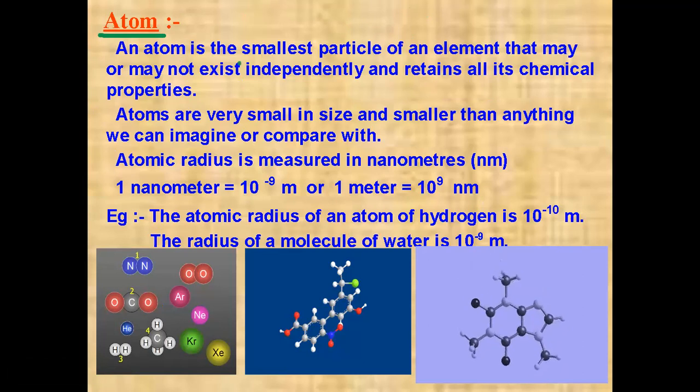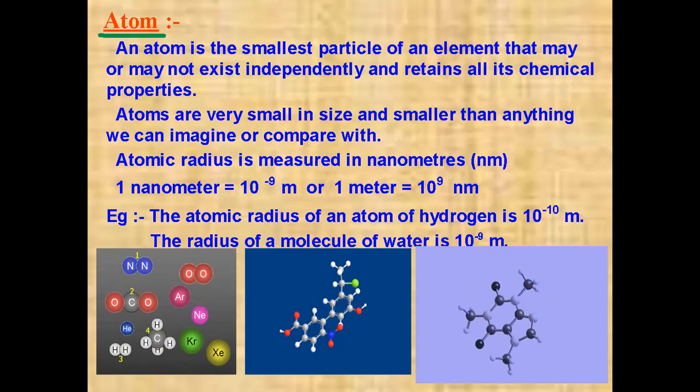An atom is the smallest particle of an element that may or may not exist independently and retains all its chemical properties. So what is an atom? Like in biology, cell is the smallest unit. In the same way, chemistry also has its smallest unit, that is atom. And now don't ask me what is the smallest unit in physics. Okay? Atoms are very small in size and smaller than anything we can imagine or compare with. Atoms are so small that you cannot even imagine.